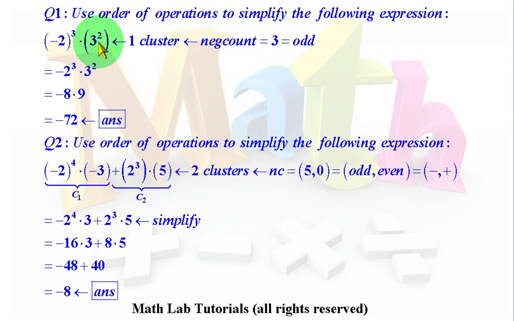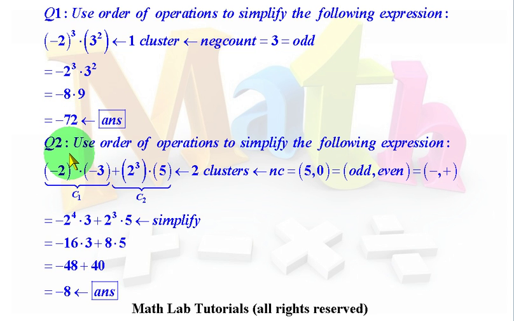There are no negatives over here. So the neg count is 3. And of course 3 is odd, so the result is negative. Then disregard all the negatives and write 2 to the power 3 dot 3 to the power 2. Of course 2 to the power 3 is 8, 3 to the power 2 is 9. At the end 8 dot 9 is 72. And you drop the minus sign down. So the result is negative 72.